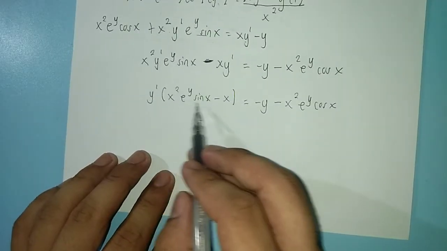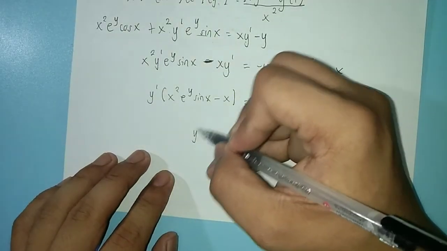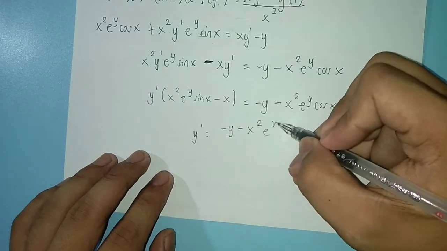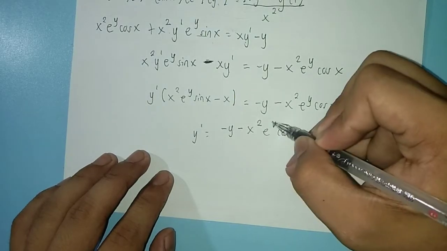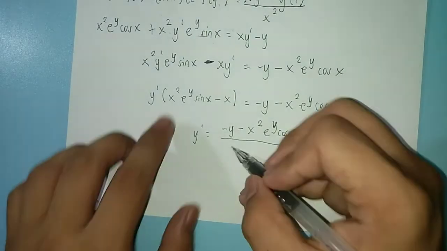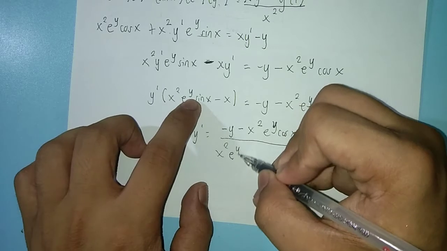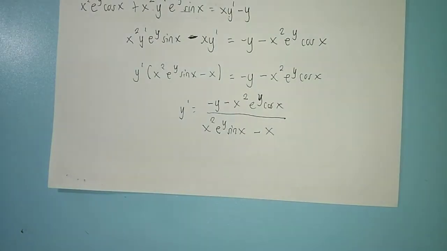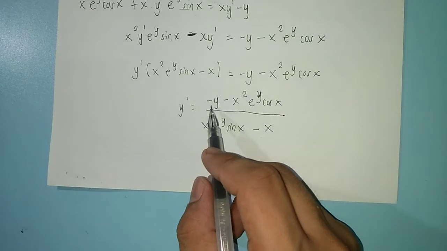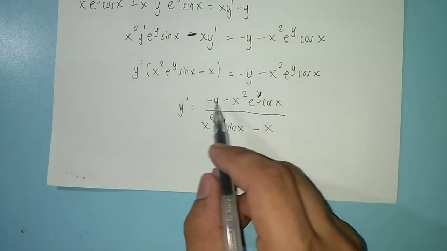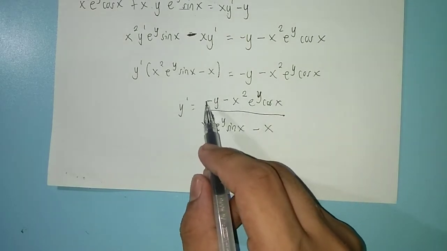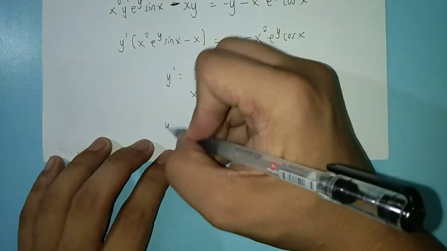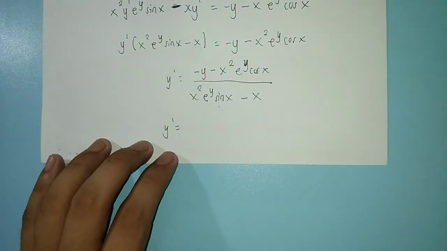So divide both sides by ganito, so matitira negative y minus x squared e raised to y cosine x over x squared e raised to y sin x minus x. Okay, so pwede naman natin tong pagbaliktarin. So ipa-factor out ko lang yung negative dito para maging positive to. Tapos yung negative na ipa-factor out natin, ililipat natin dito. So ang kalalabasan niyan, sa algebra na lang yan.